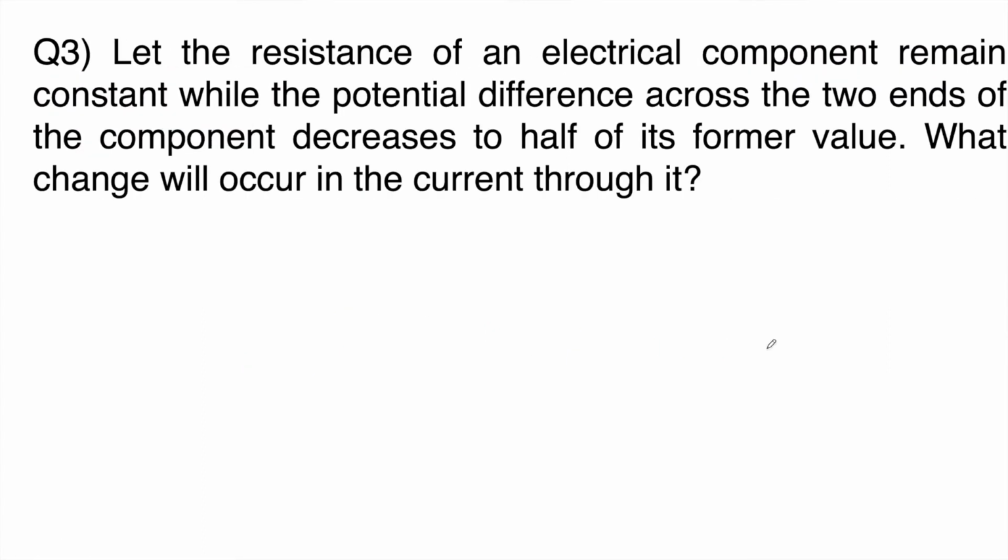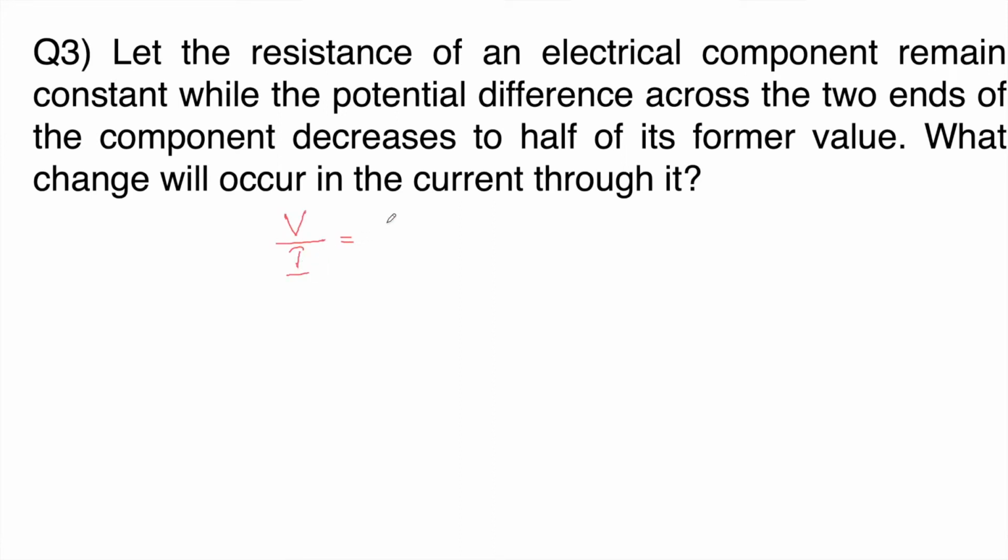Question number 3. Let the resistance of an electrical component remain constant while the potential difference across the two ends of the component decreases to half of its former value. What change will occur in the current through it? Okay, so here we are using the Ohm's law.